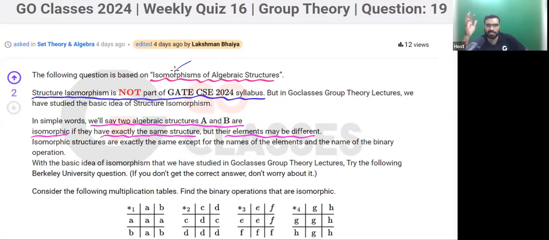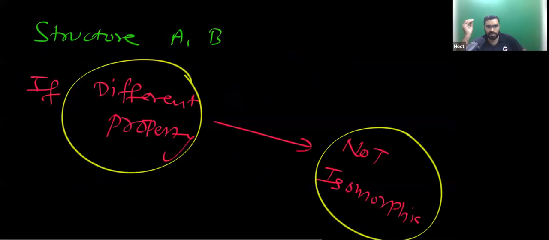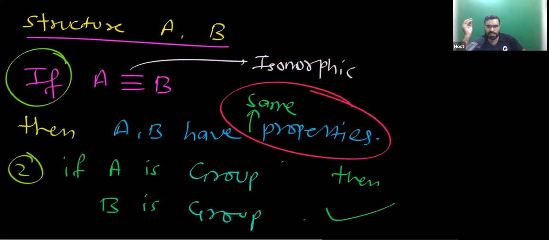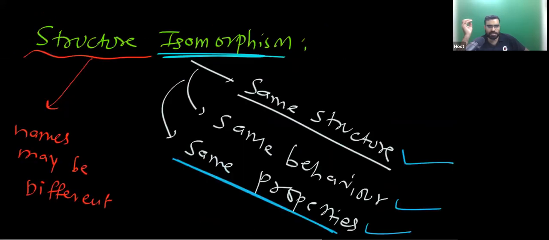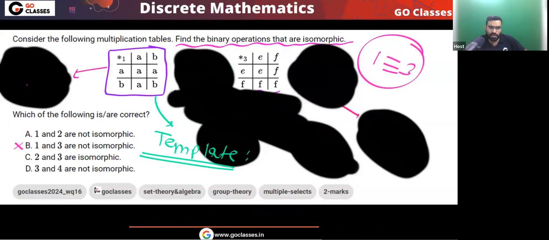That isomorphism means the same structure. Same structure, same properties, same behavior. Please tell me, did you understand the basic idea? This is what you need to understand: same structure, same behavior, same properties. So simple. If you understood, then very good.